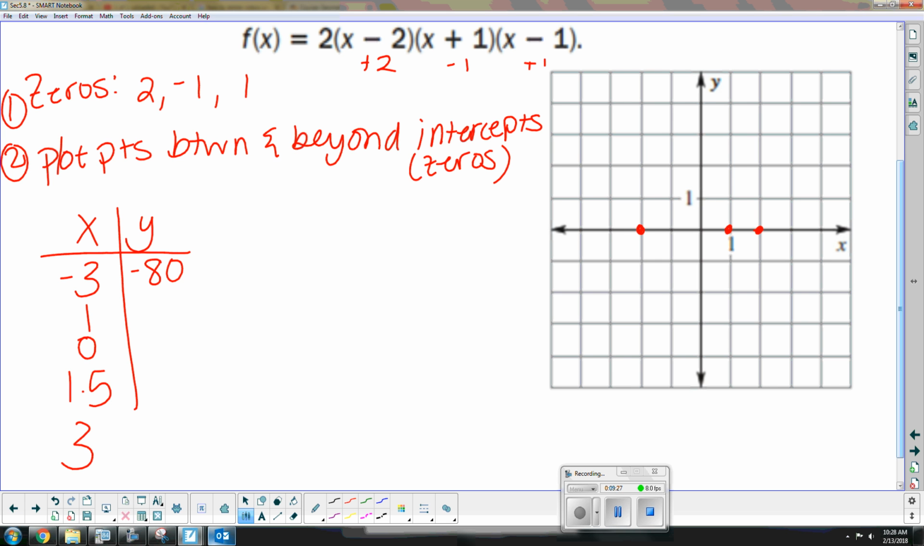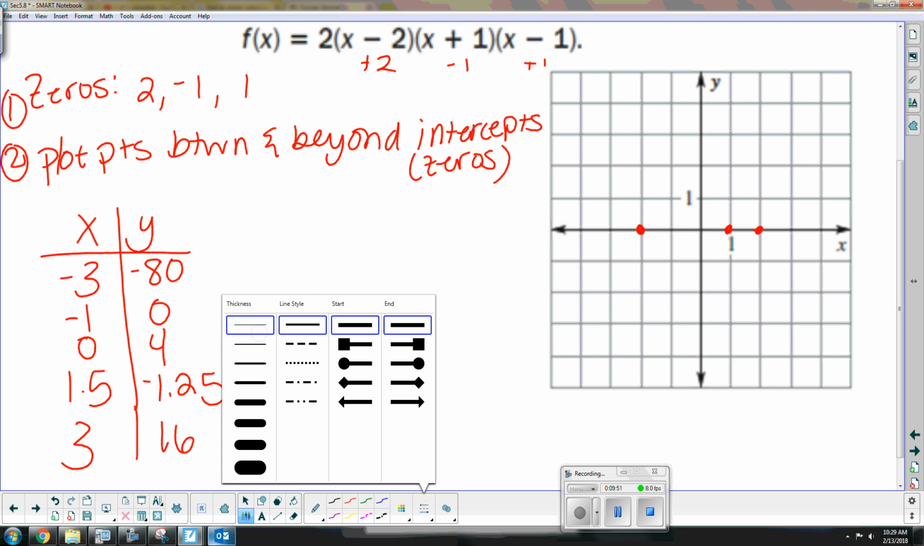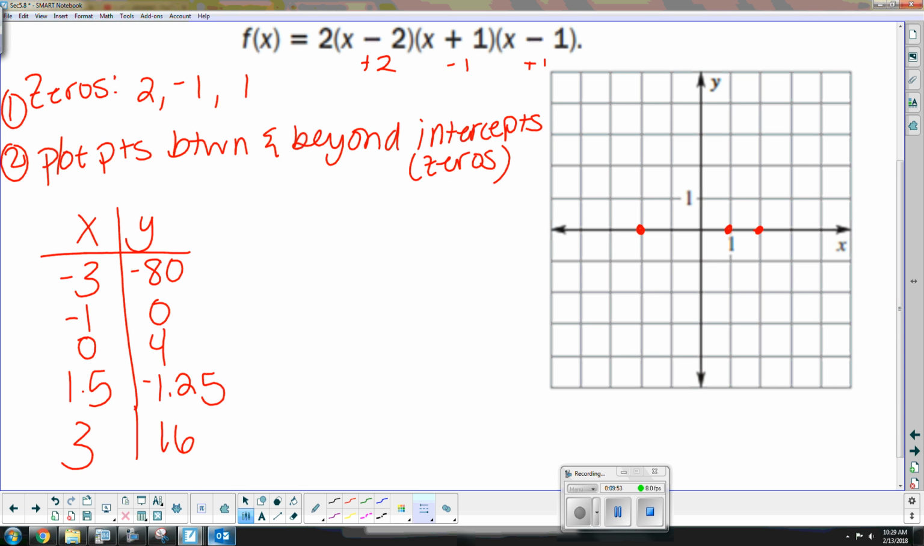But if you substitute -3 in for x, you get -80. You do, oh, I meant -1, that should be -1. So if you do -1, your y value is 0. You do 0, your y value is 4. 1.5, your y value is -1.5. And 3, your y value is 16. So then you can plot those points. -380, that's like way off the chart.